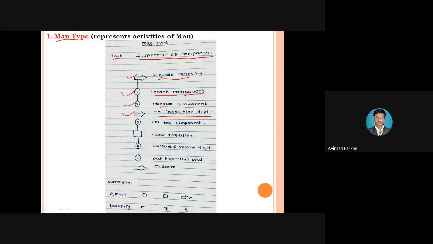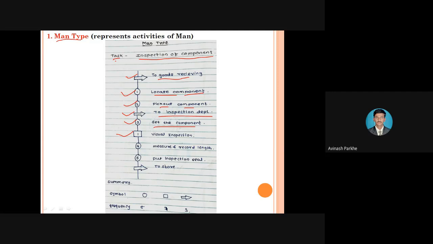That means taking the component from one location, he has located that particular component on material handling device, then he has taken that particular component from that material handling device, and by taking that particular component he is moving towards the inspection department. That means now he starts inspection, then operation the component. Now that operator or that particular man, he has to start the inspection of that particular component. So what he will do, he will go for the set the component. That means he will fix the component at one location.